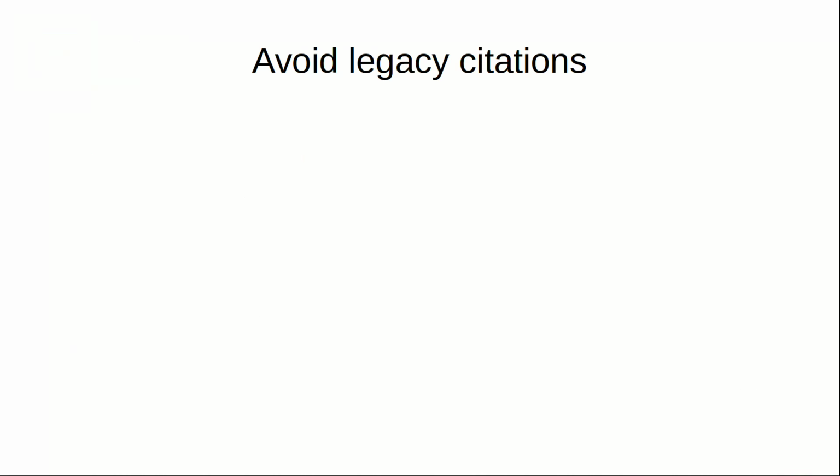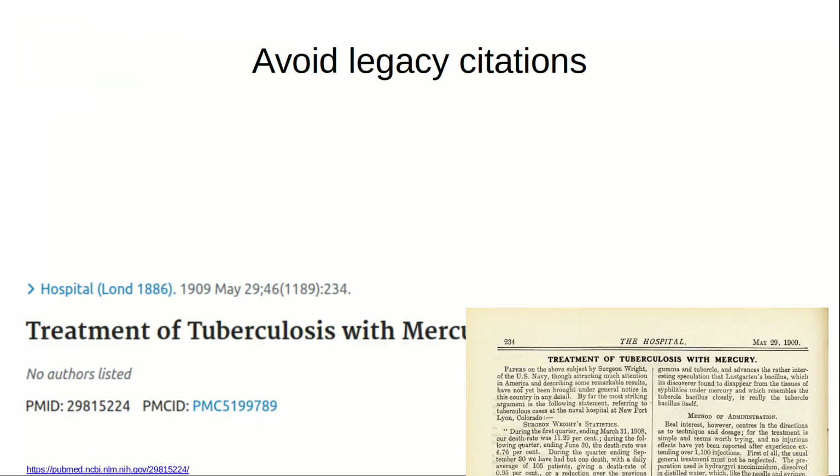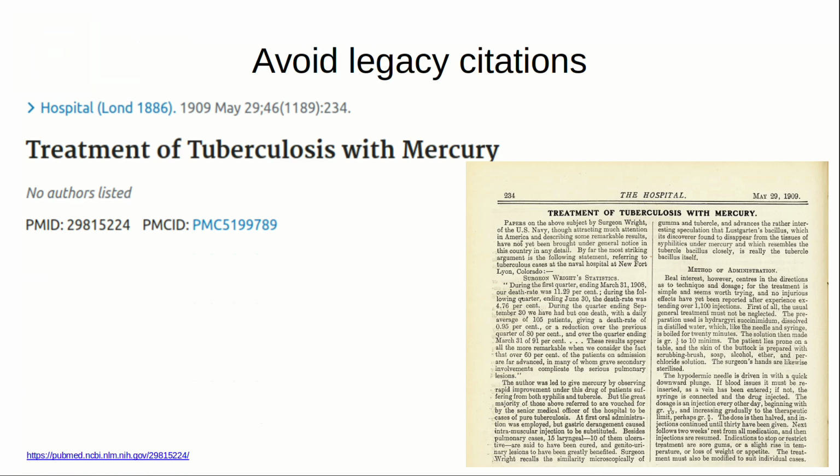Yes, and the guide also warns against relying on legacy citations, articles that might be frequently cited but are actually outdated or maybe weren't critically evaluated in the past. So just because it's been published doesn't mean it's still accurate or relevant. Right. The guide uses this example of a 1909 article about using mercury to treat tuberculosis. I mean, that's just not how we do things anymore. You don't want to build your arguments on shaky foundations. So always double check your sources.